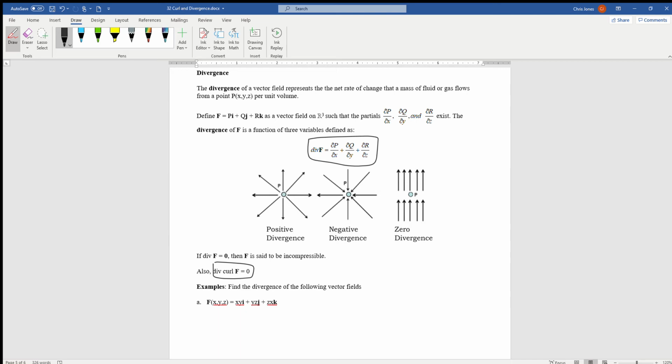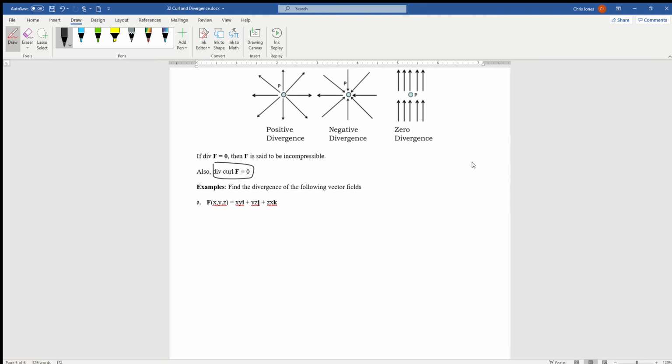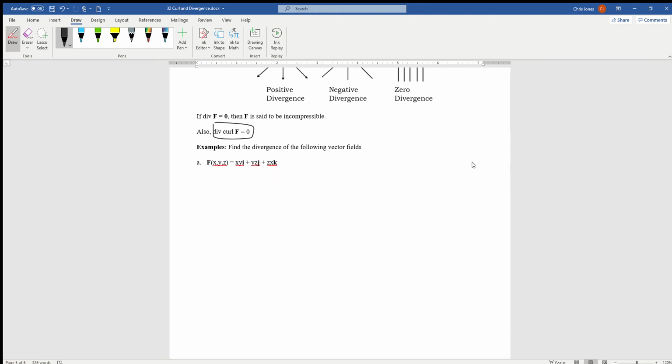So let's quickly find a couple of examples of finding the divergence, and it's not too difficult. We're going to define xy as P, we're going to define yz as Q, and we're going to define zx as R. And all we're going to do is find each of the partials. The partial of P with respect to x is y. The partial of Q with respect to y is going to be equal to z. And then finally, the partial of R with respect to z is going to be x.